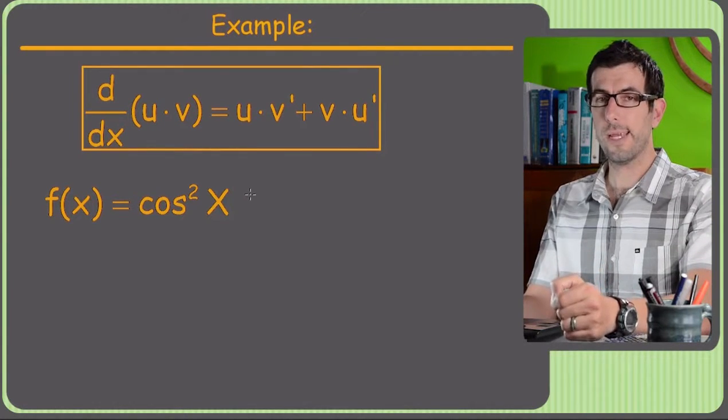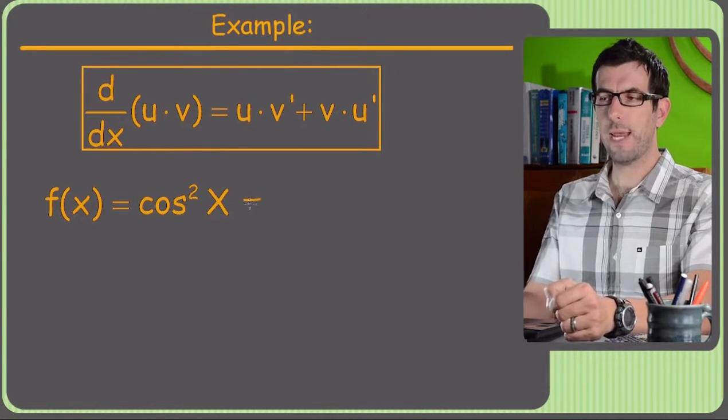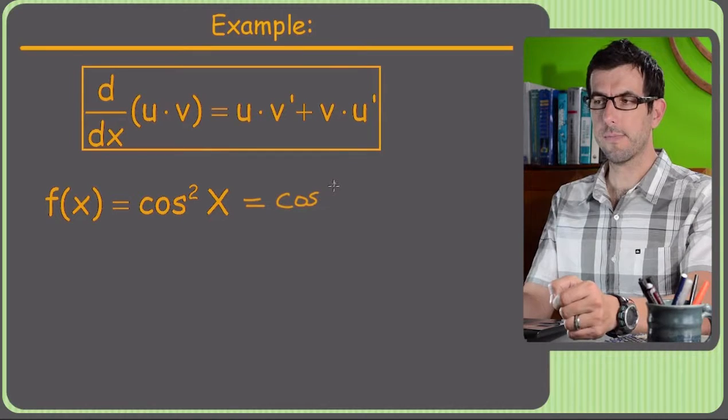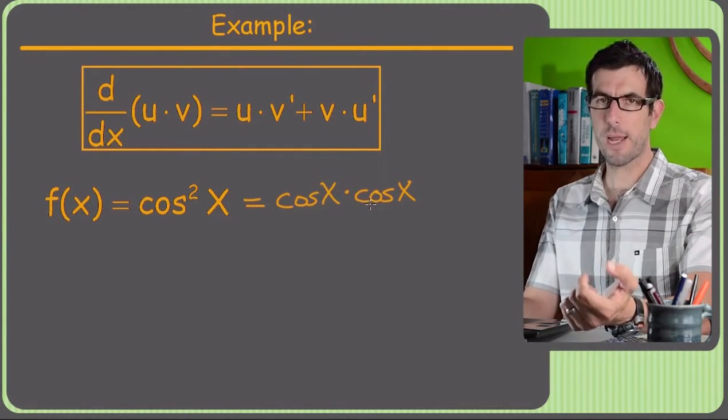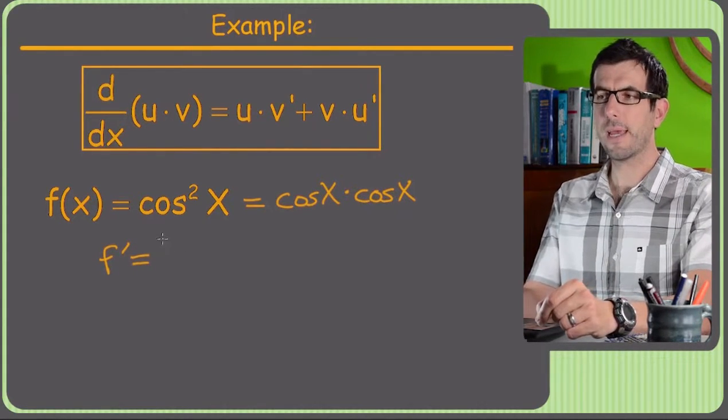All right, cosine squared. Now this does not look like a multiplication problem. It looks like a power rule with a chain rule thrown on top. But we could rewrite f as cosine x times cosine x, right? Now all of a sudden it looks like a product rule. This is the kind of trickery that you need to do sometimes to get it by in calculus.